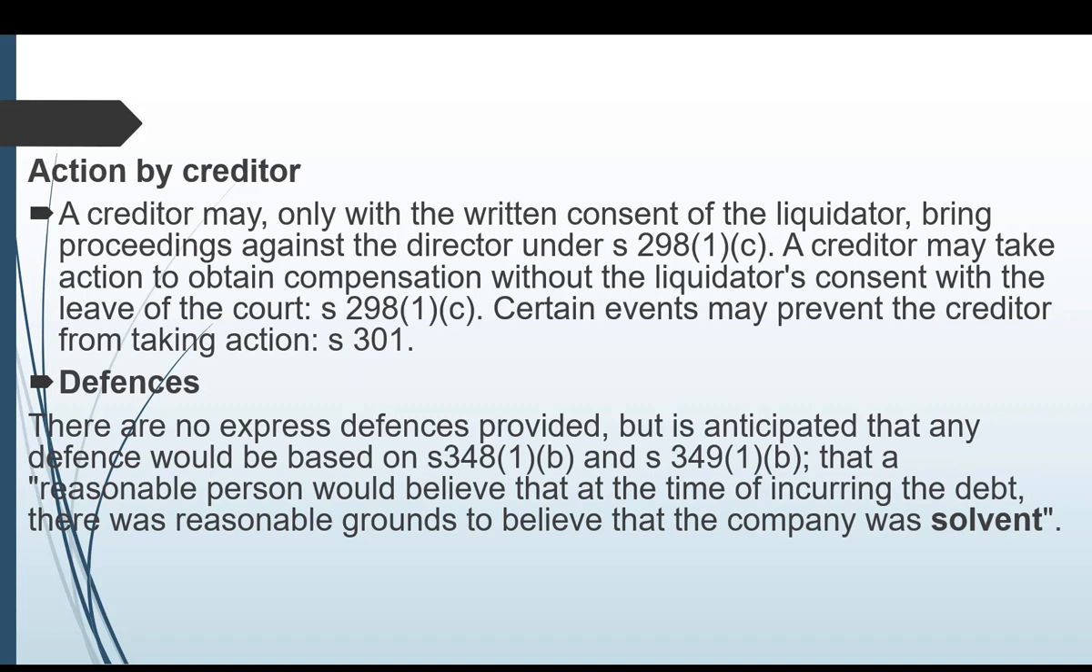Defenses. There are no express defenses provided, but it is anticipated that any defense would be based on Sections 348 and 349: that a reasonable person would believe that at the time of incurring the debt, there were reasonable grounds to believe that the company was solvent. If they can prove that during the time they obtained a loan the company was solvent, then they will be able to defend themselves against the actions made by the creditors.